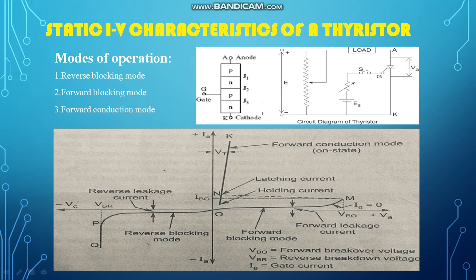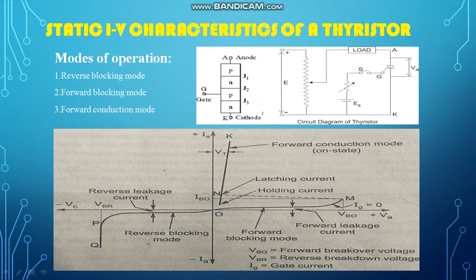Here we can see its representation, PNPN. Now here we have an SCR, and this is the circuit diagram of a thyristor to make it turn on. Now, as I said, three important modes are reverse blocking mode, forward blocking mode, and forward conduction mode.